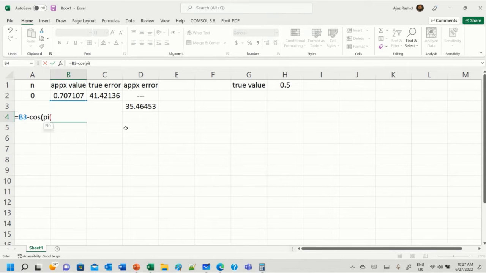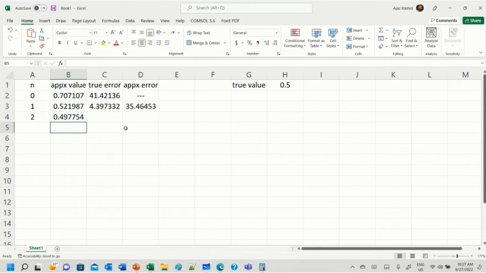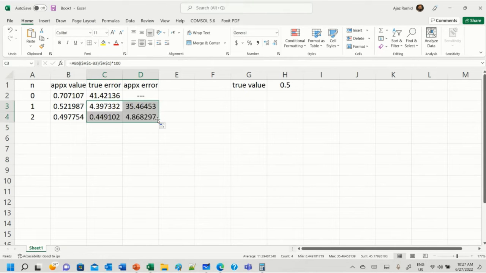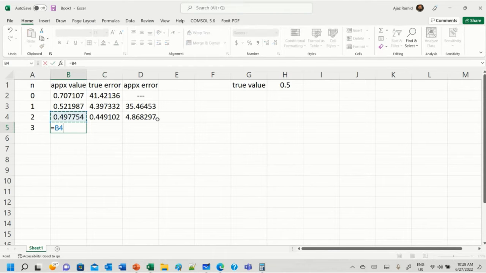Then the second order is whatever we had here minus cosine of pi by 4 divided by 2 multiplied by pi by 12 squared, and we found it to be 0.4978. I wrote it approximately. I can bring this down, so we get the error as 0.44% and 4.86%. Now the third order is going to be whatever we had here. I'll just write the values here.